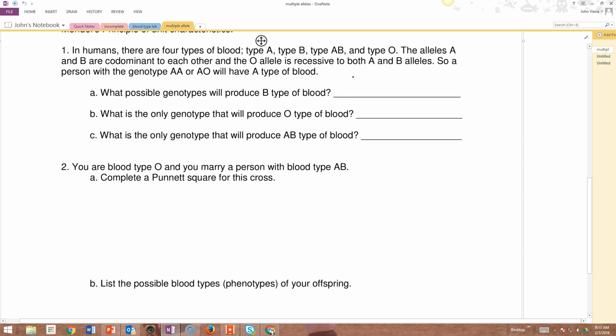All right, I'm going to do this both with the I's and with just the normal letters. A possible genotype for type B blood would be if you have both the B allele, or if you have a B allele and then O. That's the same thing as saying BB or BO. There's only one way to have type O blood, and for AB there's only one way to have it. Try to put the A first.